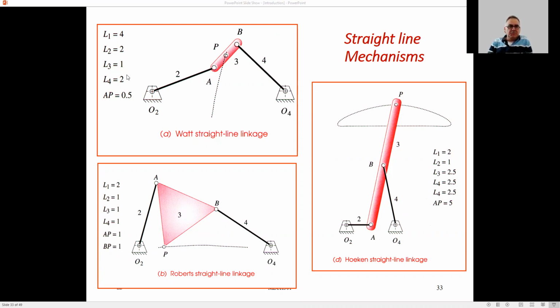For example, in this mechanism, the dimensions are, for example, for link 1, the distance is, let's say, 4. For link 2, the distance is 2. L3, the distance between A and B, is 1. And L4 is 2. And AP is 0.5, which means that AP is in the middle of AB. Okay.